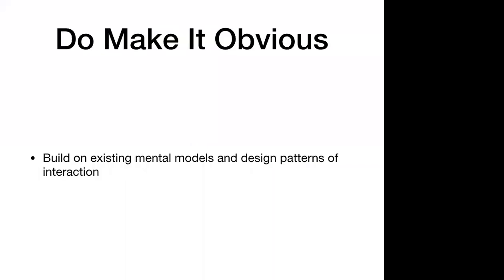Okay, do make it obvious. So do build on existing mental models and design patterns of interaction. What does that mean? Well, that means that when you portray a map, people are going to expect that they can zoom on it, they can pinch on it, they can put a marker on it, and let them do that. Don't have some fancy thing where they don't know what they're doing.